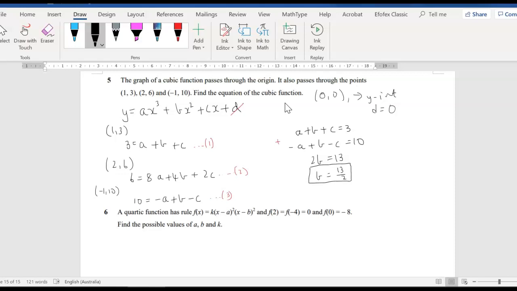All right, so I know b is equal to 13 on 2, so I need to now get the values of a and c. All right, so what I'm going to do is just put a line there.